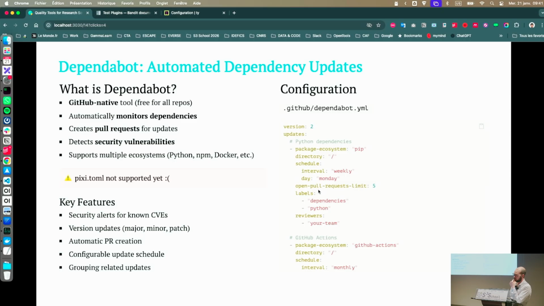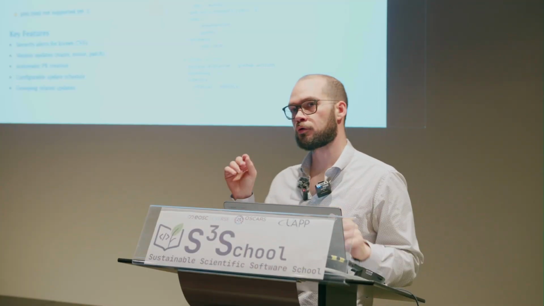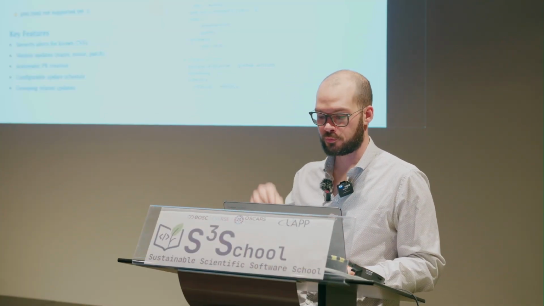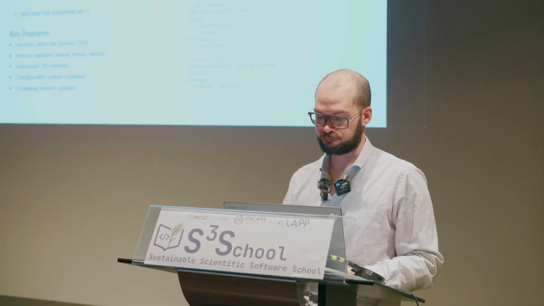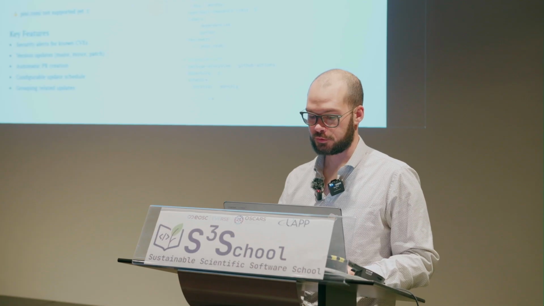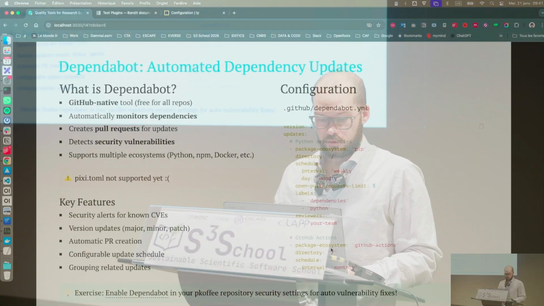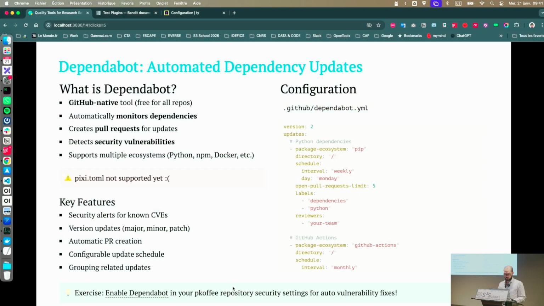I can set a limit on the number of pull requests. I can set some labels and some reviewers for the pull requests. And that's a different one. That's for GitHub Actions, so same idea. When you use something in GitHub Actions, you can use different things from the marketplace. It will also check that and update the dependencies for you. So you can try right now.